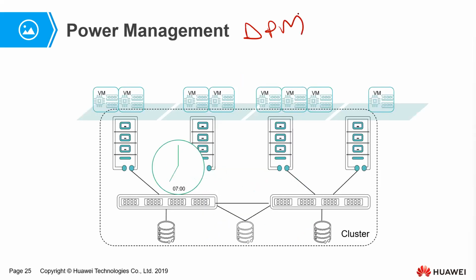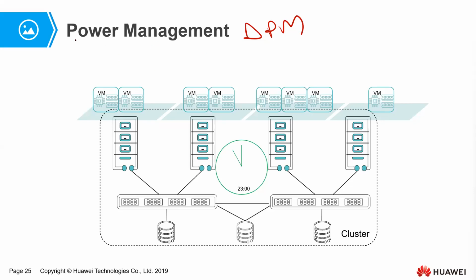So we have another one, which is distributed power management, the DPM, and it enables a system to periodically check resource usage on hosts in a cluster. And if resources in a cluster are sufficient, but the load on each host is light, then the system will migrate the virtual machines to hosts and then power off these hosts to reduce power consumption. We have an example here.